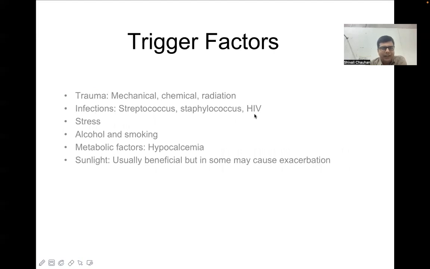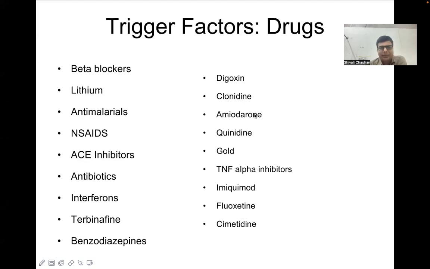What are the triggering factors? Trauma can be mechanical, chemical, or radiation; infections like streptococcus, staphylococcus, HIV; stress, alcohol, smoking, metabolic factors like hypocalcemia, and sunlight. Sunlight is usually beneficial in psoriasis, but in some cases it may cause exacerbation. Certain drugs also trigger the precipitation of psoriasis or increase its severity.